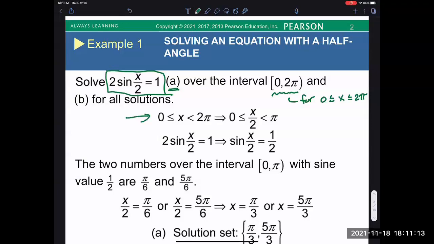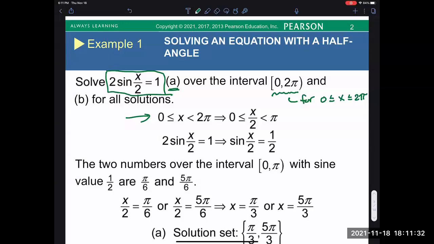So when you have this restriction on x, 0 is less than or equal to x less than 2 pi, if you divide all of these by 2, you realize that that means that 0 is less than or equal to x divided by 2 is just less than pi. And so we're going to need to take that into account.